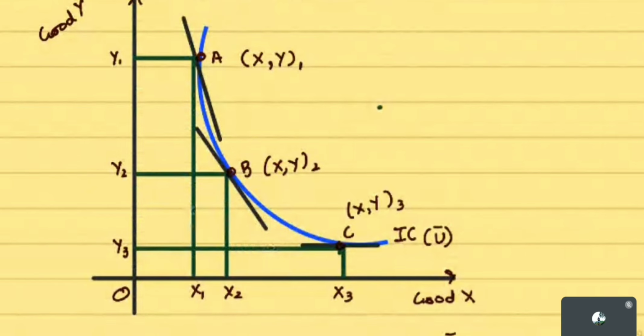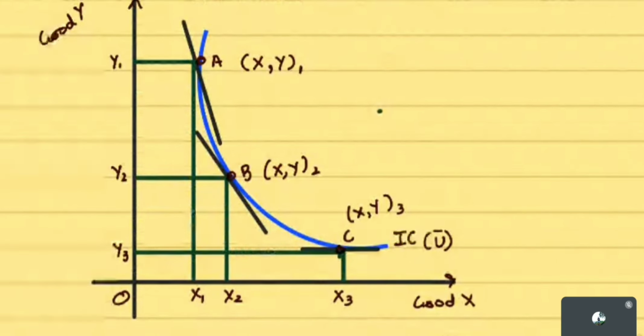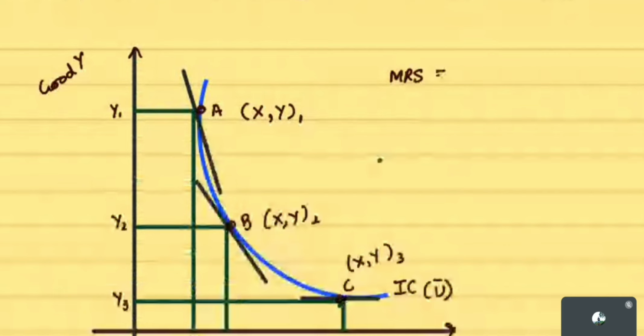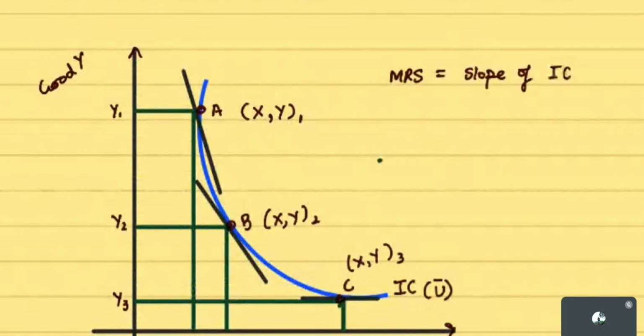Okay, so first let me clear what MRS is. MRS is the slope of the indifference curve, IC. Slope is represented by del Y by del X. That says how many units of Y need to be sacrificed in order to get one additional unit of good X. This is represented by the slope.